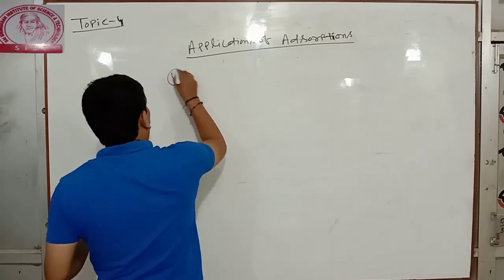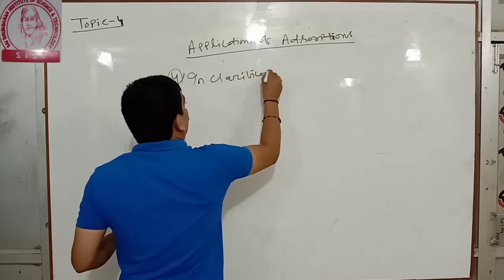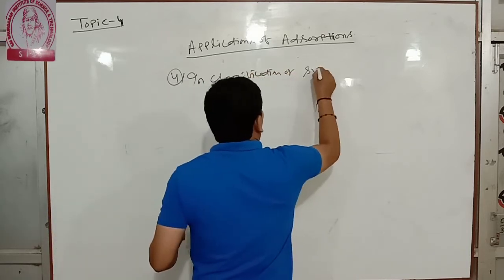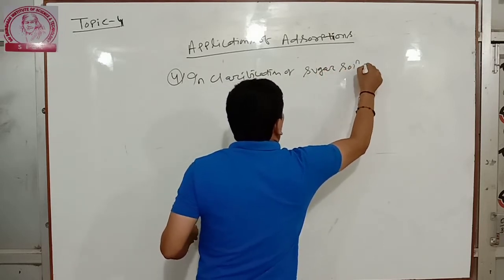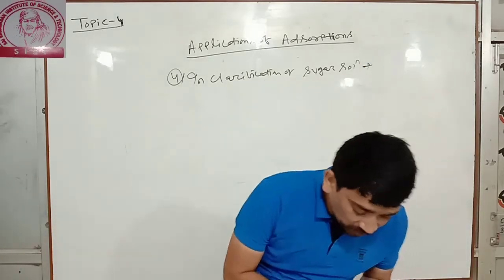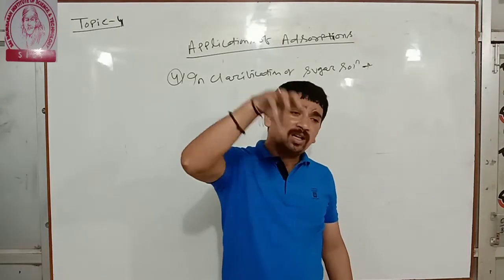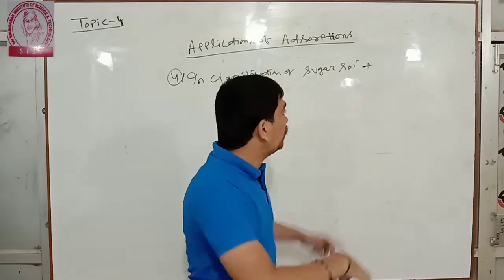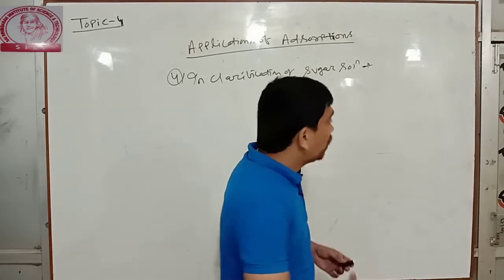Fourth is clarification of sugar solution. Clarification of sugar solution, I have already given the example. Animal charcoal is used to clear the coloring material, because the coloring material gets adsorbed on the surface of the animal charcoal. So animal charcoal is used to remove coloring material.